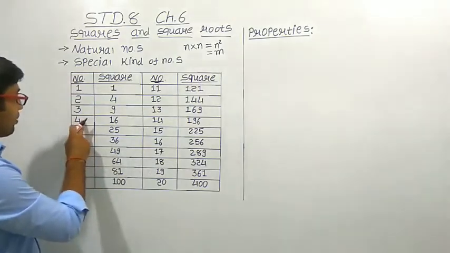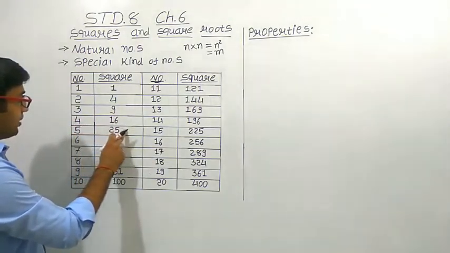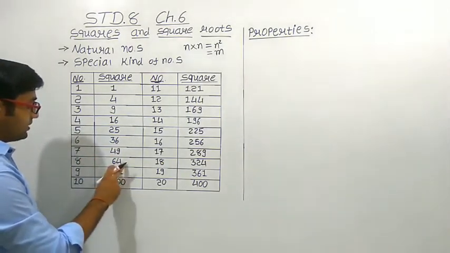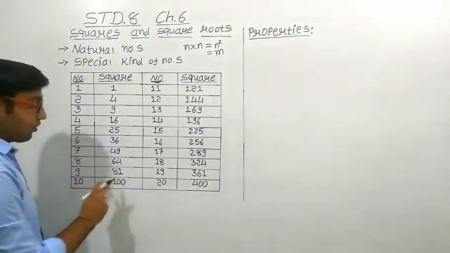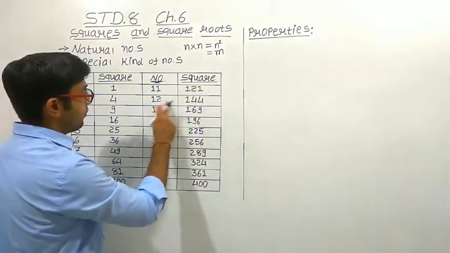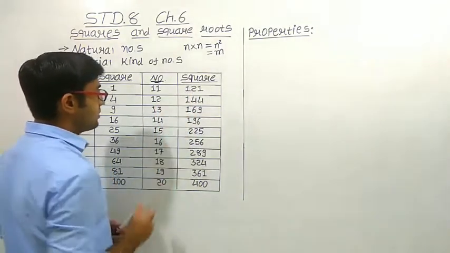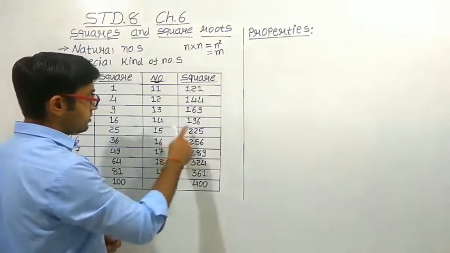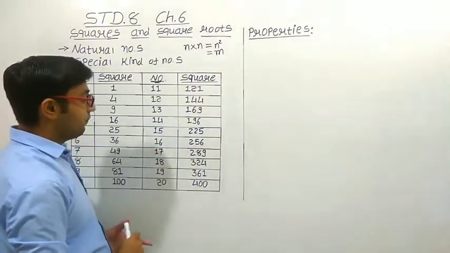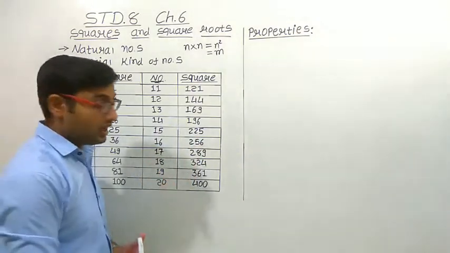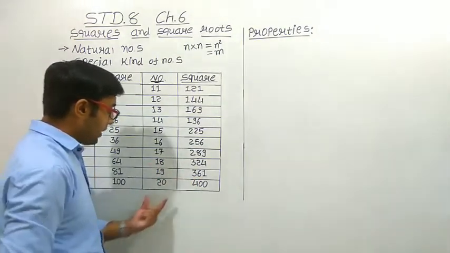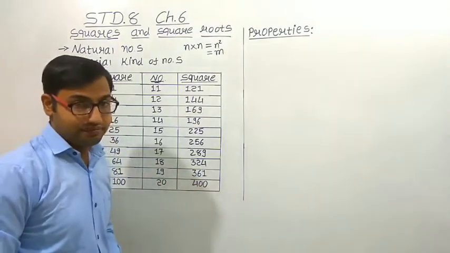In the same way, the square of 4 is 16, square of 5 is 25, square of 6 is 36, square of 7 is 49, square of 8 is 64, square of 9 is 81, and square of 10 is 100. In the same way, square of 11 is 121, square of 12 is 144, square of 13 is 169, square of 14 is 196, square of 15 is 225, square of 16 is 256, square of 17 is 289, square of 18 is 324, square of 19 is 361, and square of 20 is 400.